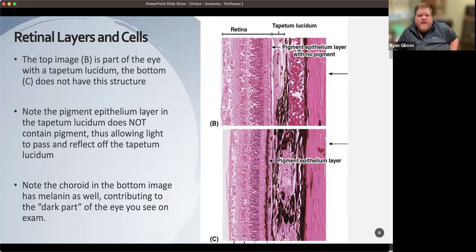And so this is some histopathology of it. If we look at part B here, what we're missing is that melanin within that layer right there. And so this is how we know that this is the tapetum lucidum, because we have an epithelial layer that has no pigment. In most eyes, we're going to have this pigmented epithelial layer. And again, this is what is absorbing extra light so that it just doesn't bounce around the eyeball and then create confusion or overstimulate our rods and cones.